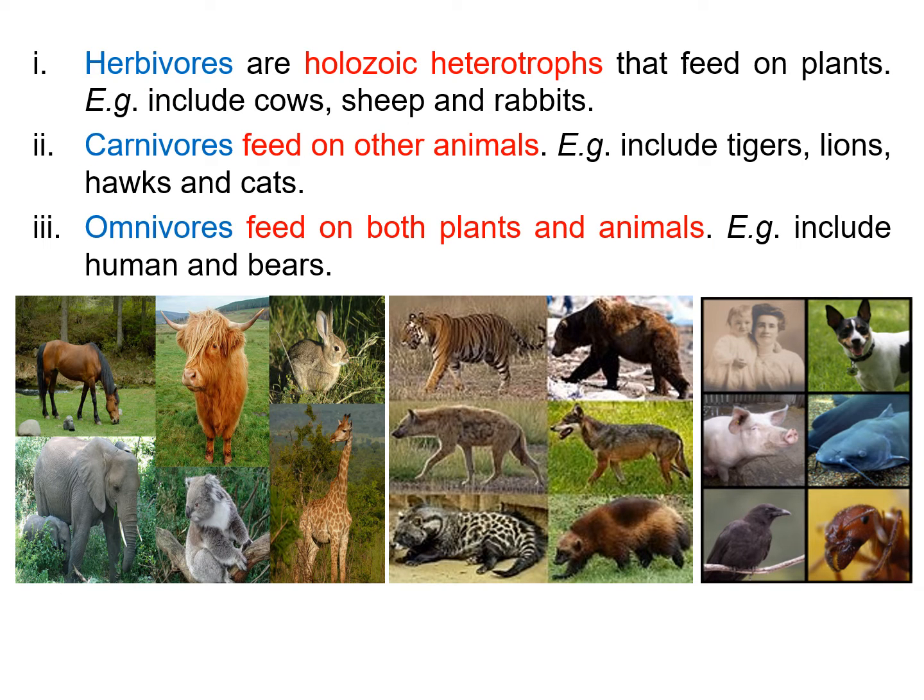And to our concerns, herbivores, carnivores, and omnivores can be holozoic. Herbivores are holozoic heterotrophs that feed on plants. Carnivores feed on other animals. Meanwhile, omnivores feed on both plants and animals. This is very clear-cut, simple information, the fact that we have learned all this even from the kindergarten level.